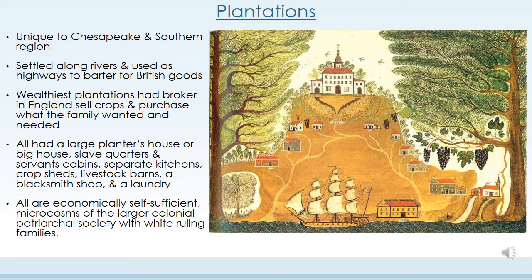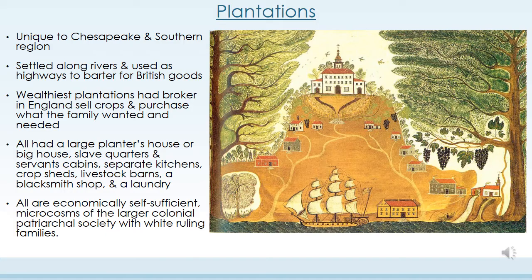Because of the kind of crops that were grown, as well as the extreme reliance on slave labor, plantations were fairly unique to the Chesapeake and southern regions. The very first ones were typically built along a river, just like you see in this illustration, and it was used as a highway to transport crops to market and goods to the plantation. Each one of these plantations would have had their own dock for loading and unloading boats, and if a plantation wasn't lucky enough to be located on a river, it was connected by a road to another plantation that was.